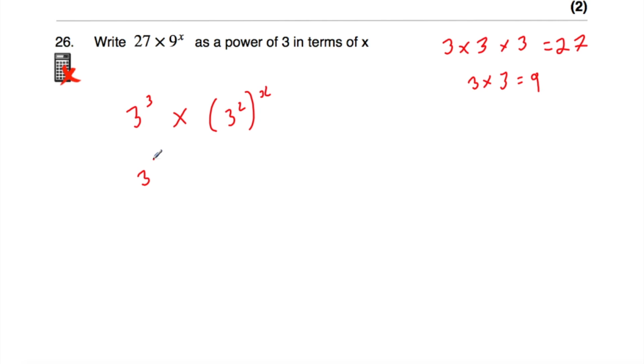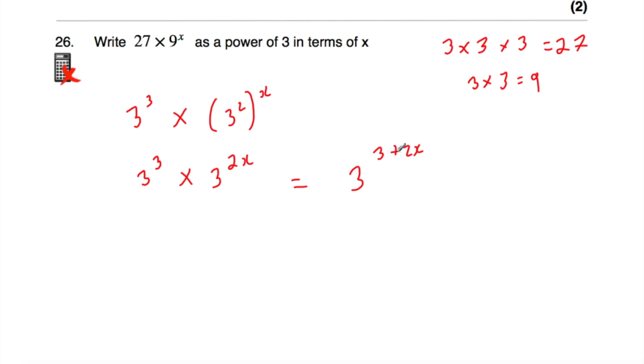So we've got 3 to the power of 3 multiplied by 3, and then let's multiply the powers together. 2 times x would be 2x. Now we've got 3 cubed multiplied by 3 to the power of 2x. So we're multiplying things with the same base, so we're going to add the powers. That's equal to 3 to the power of, if we add the powers, 3 plus 2x. You can't do anything with that. You can't simplify that. So that's it. Our answer would be 3 to the power of 3 plus 2x.